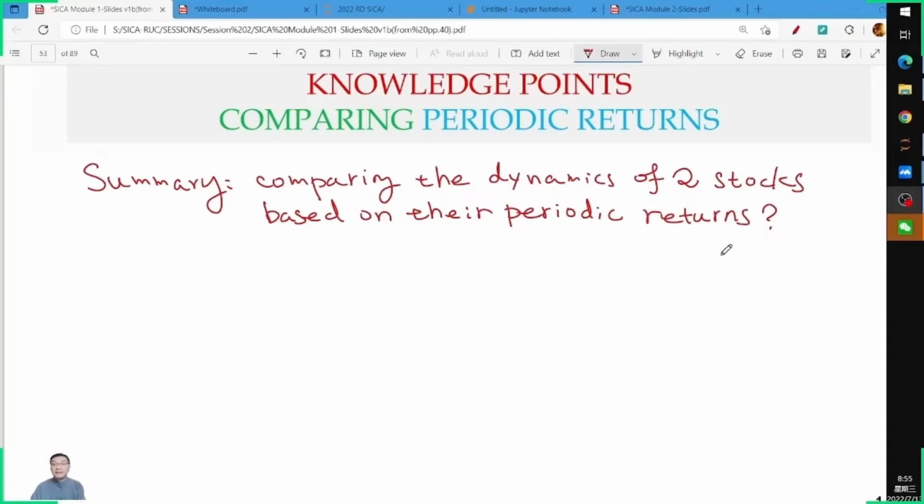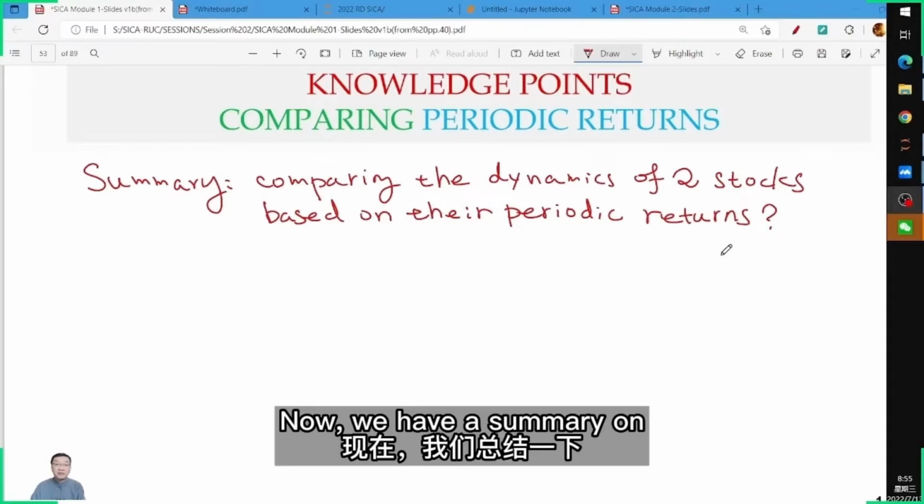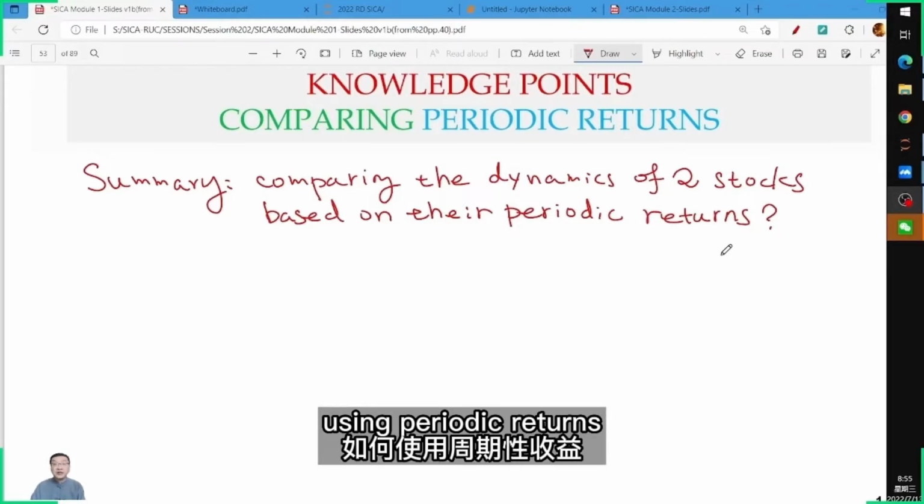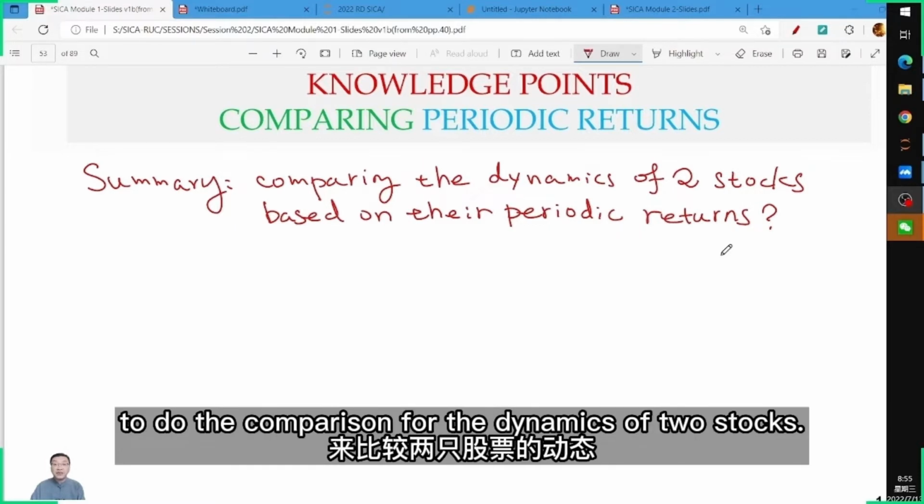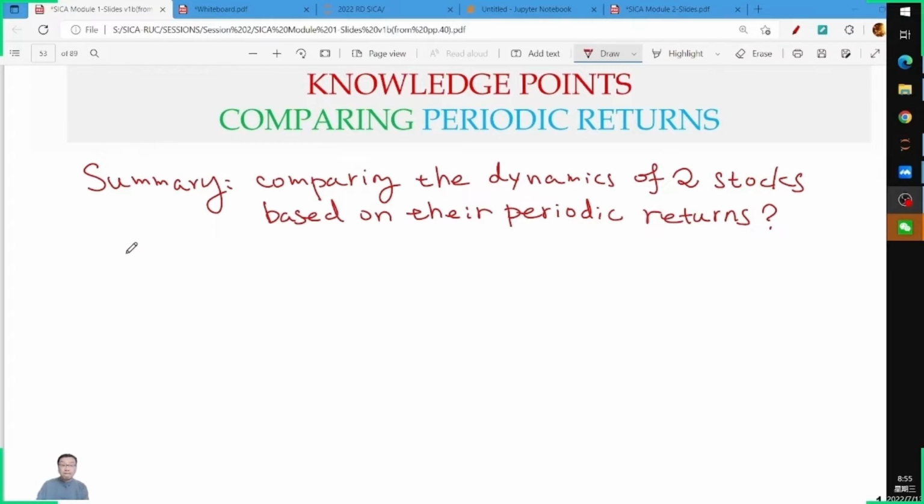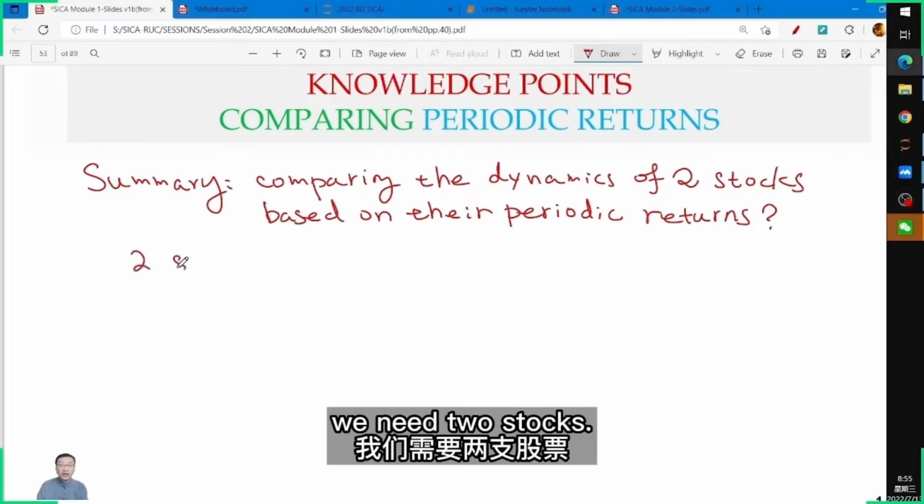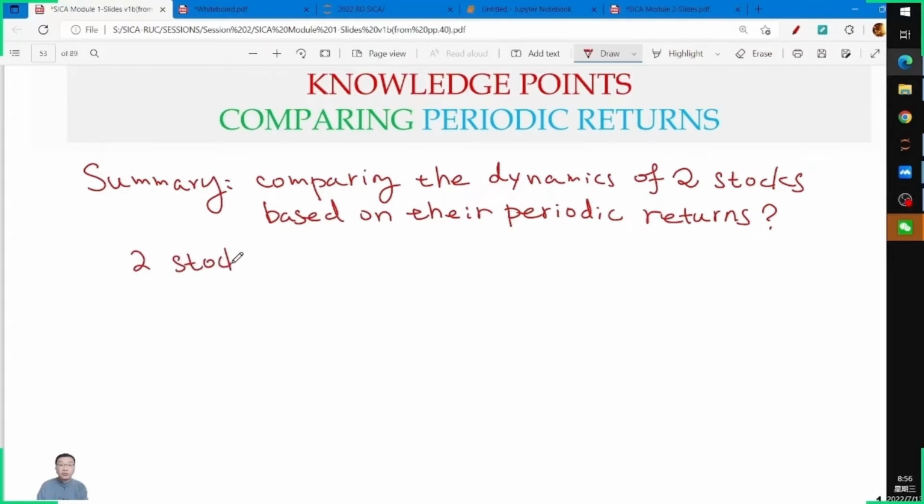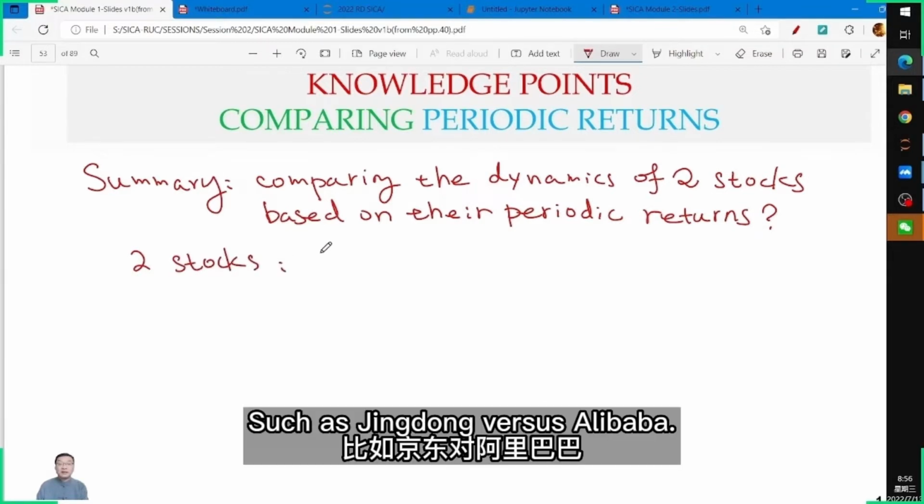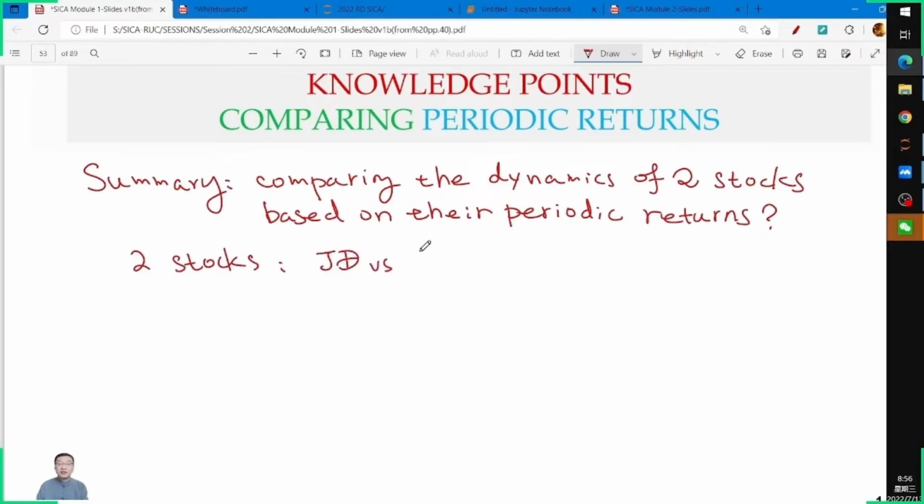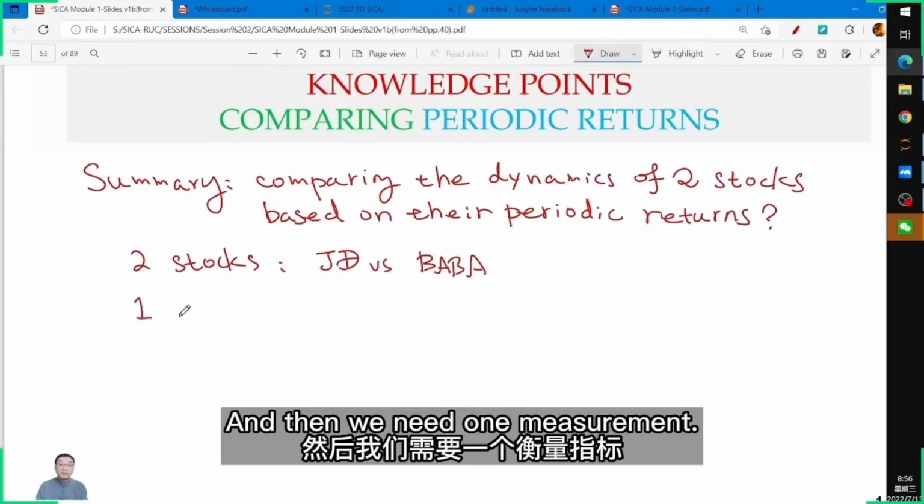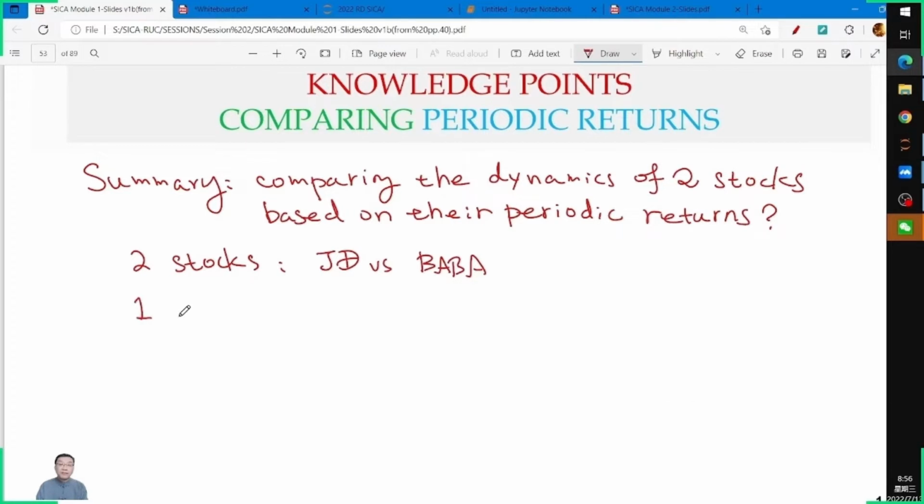Let's come back. Now we have a summary on using periodic returns to do the comparison for the dynamics of two stocks. First, we need two stocks, such as Jingdong versus Alibaba. And then we need one measurement.